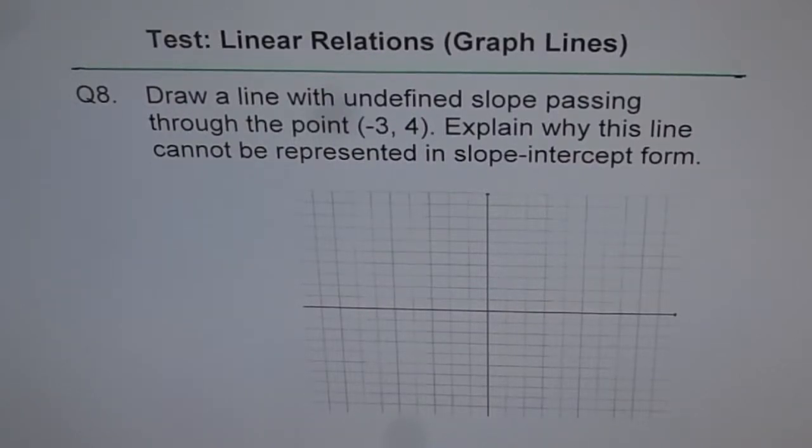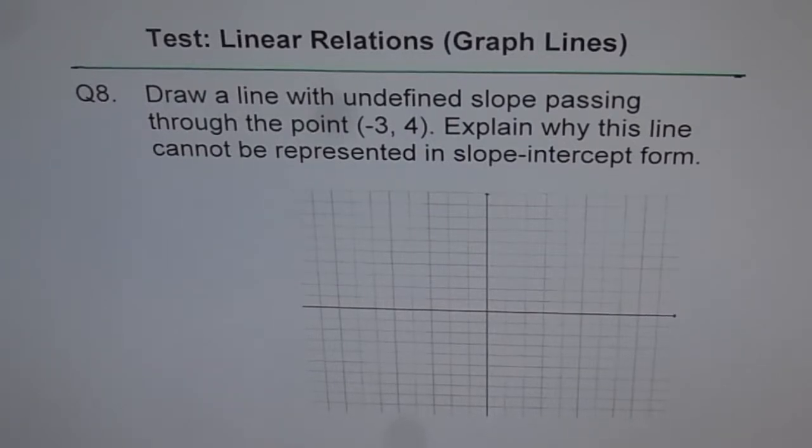Here is question number 8 on linear relations, and we're trying to graph lines. Draw a line with undefined slope passing through the point minus 3, 4. Explain why this line cannot be represented in slope-intercept form. So I'd like you to answer the question and then look into my solution.